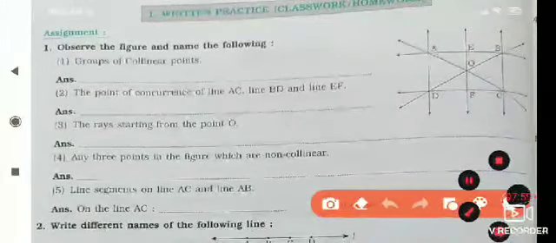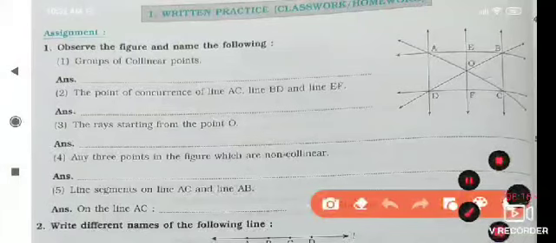Now we will see the solving of the workbook. So here is the first figure. If you see this figure, you will notice that some lines are there: 3 vertical lines and 2 horizontal lines. Afterward 2 more lines are there, diagonal or slanting lines, present in this figure. By observing this figure, we have to answer or name the following given here.